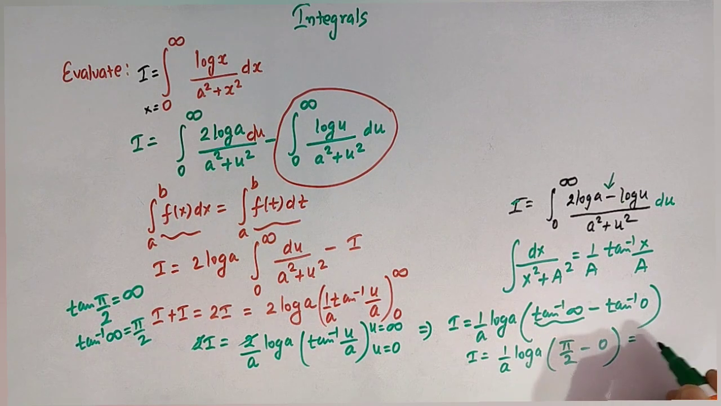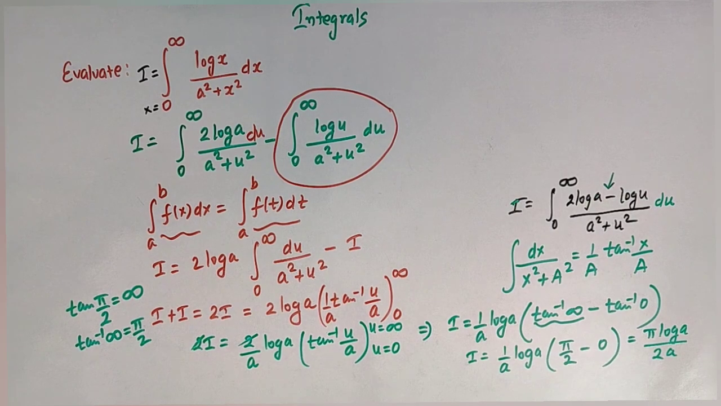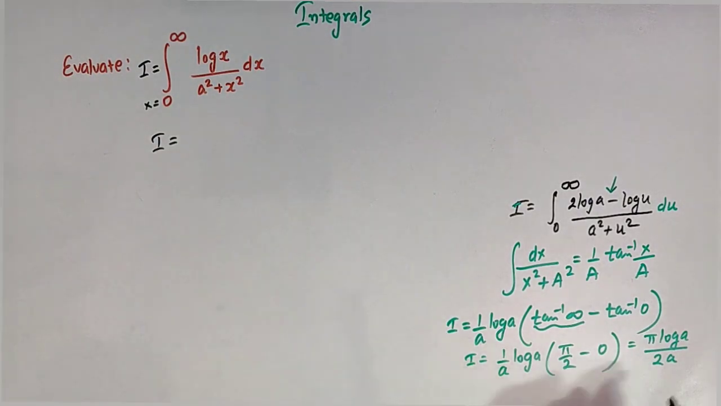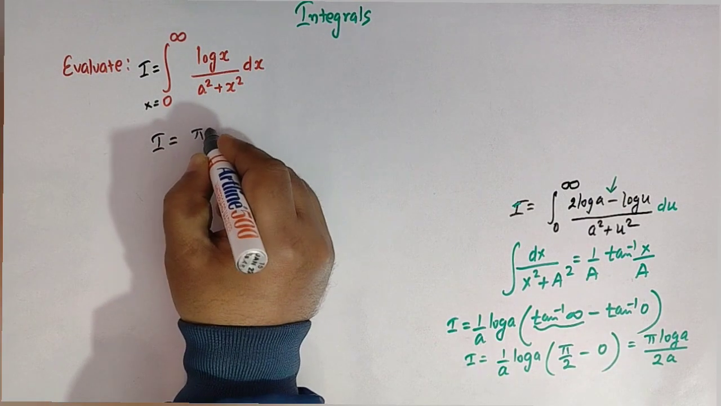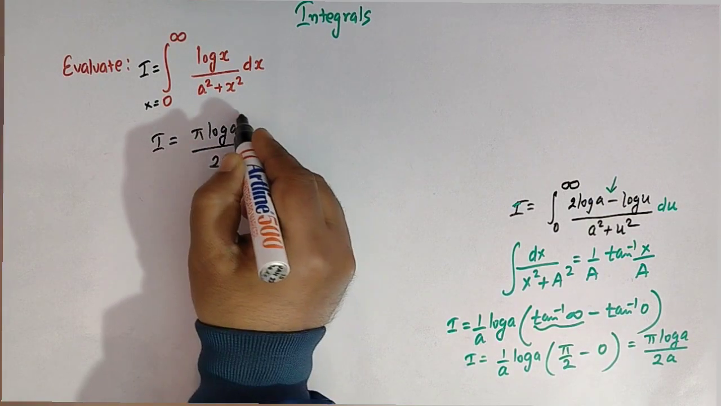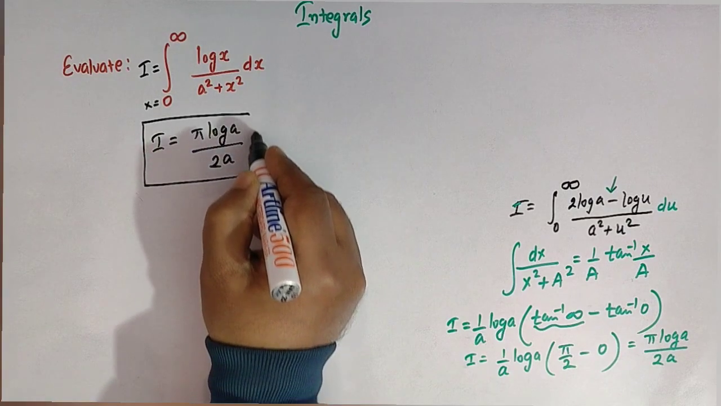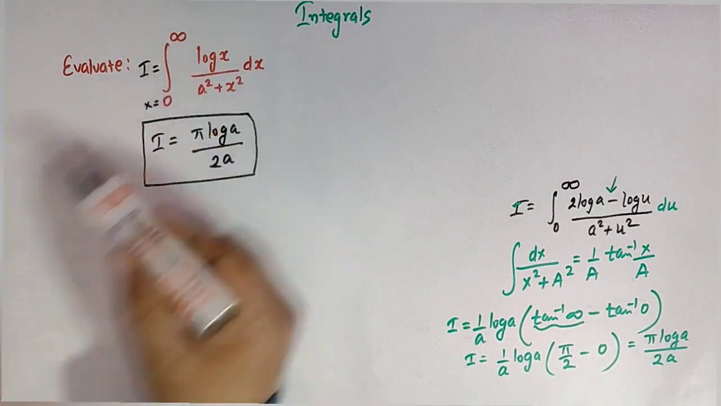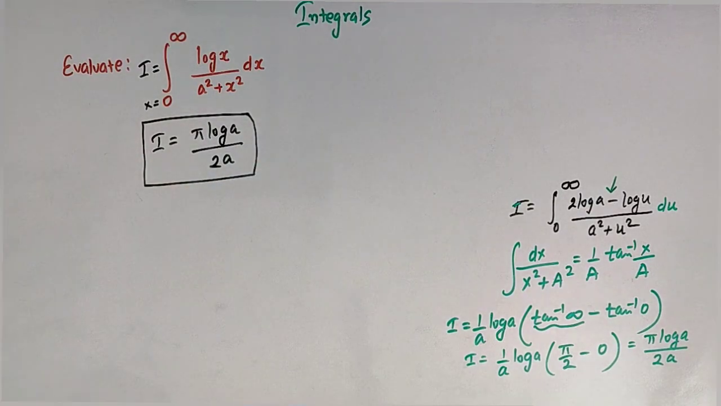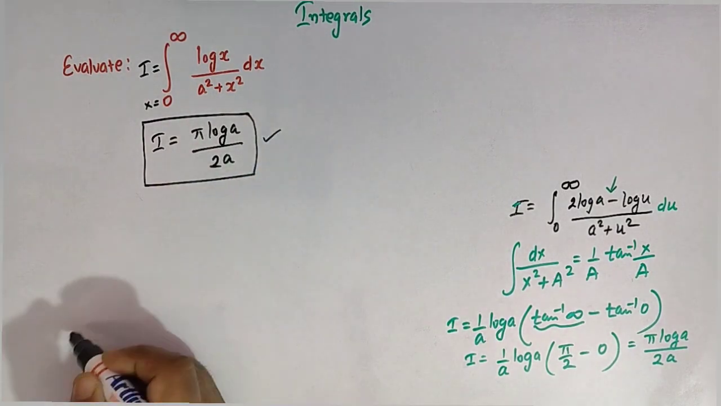So here we can now write pi log a divided by 2a, right? So now the value of this integral I is equal to pi log a divided by 2a, right? So this is the required value of this integral, right? Here we can now make some deductions from this result, right?